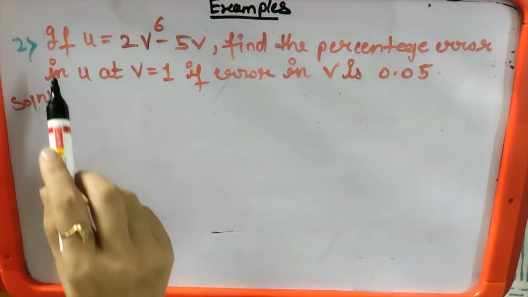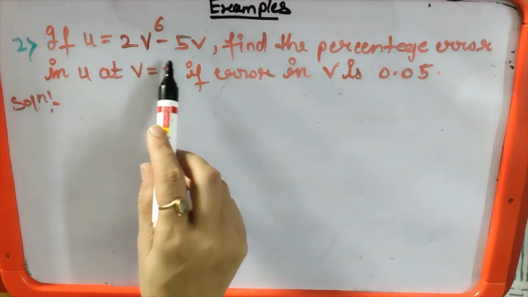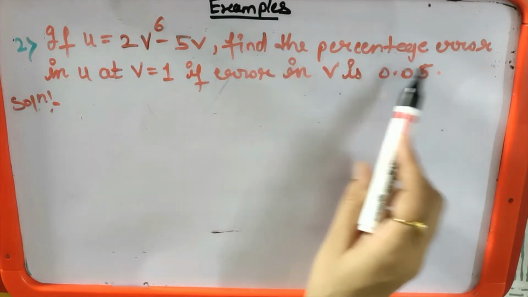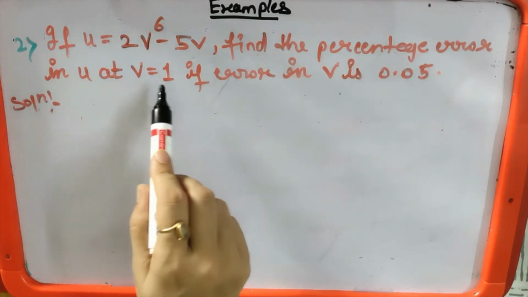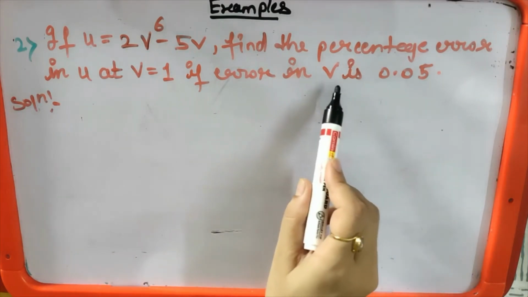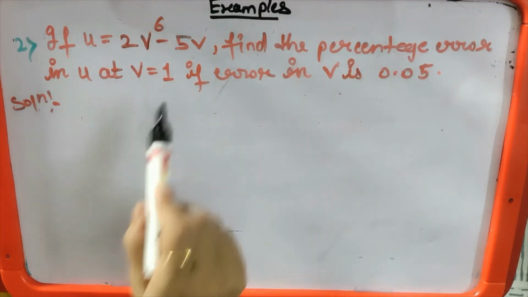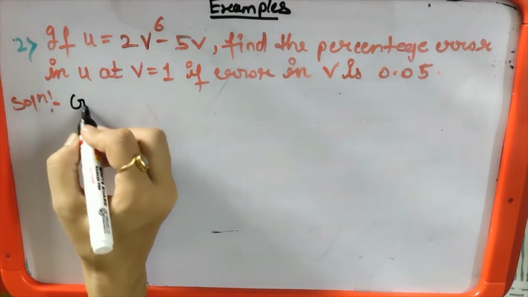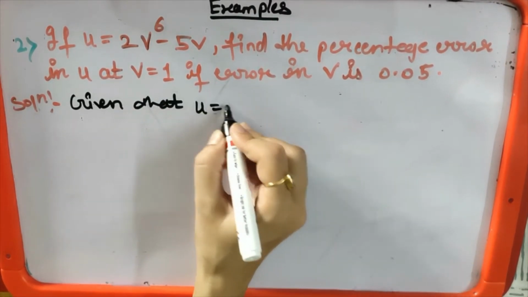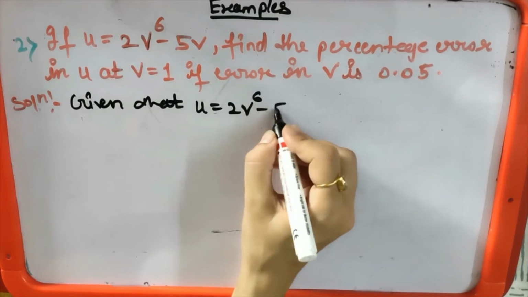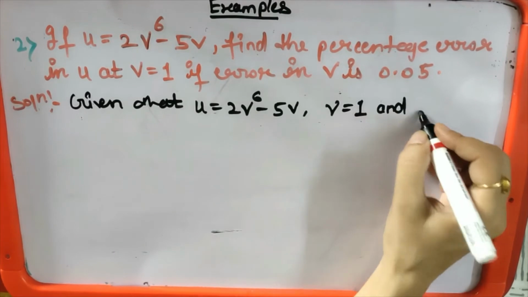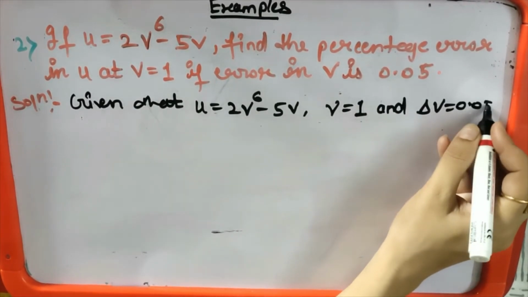Now the second example: if u equals 2 v to the power 6 minus 5v, that is, u is a function of only one variable v, find the percentage error in u at v equals 1 if the error in v is 0.05. That is, the error in v is given and the value of v is also given. So let's write, given that u equals 2 v to the power 6 minus 5v, the value of v is 1 and delta v equals 0.05.